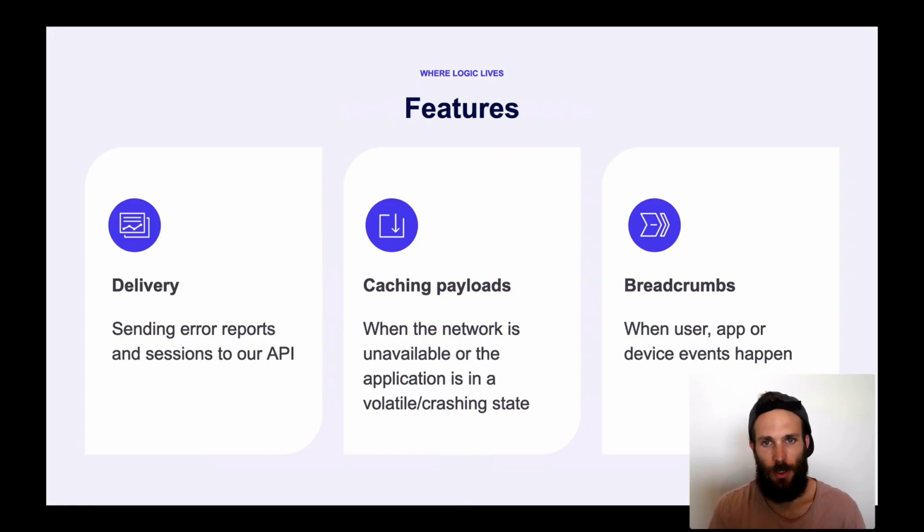For some features of our notifier, there were multiple places that we could feasibly have written the logic, and here are three of them. Delivering error reports and sessions to our API. This involves serializing a data structure to JSON and sending it in an HTTP request. Caching payloads on disk when the network is unavailable or the application is in a volatile or crashing state. And recording breadcrumbs. So these are collections of events leading up to an error, which we track to help reproduce the state that caused an error. So things like when the device changes orientation, when the user navigates to a different controller, or when the app is foregrounded or backgrounded. So let me take you through these features and describe where we put the logic and why.